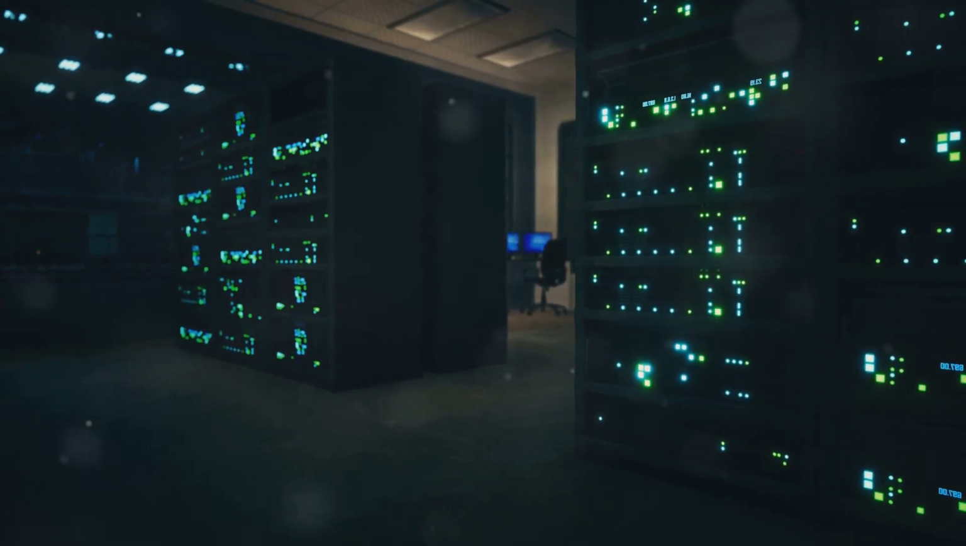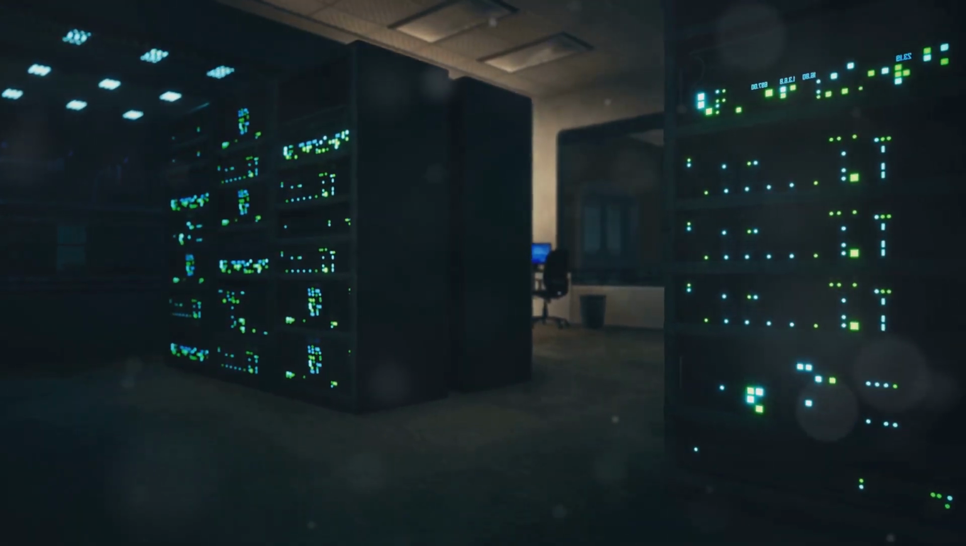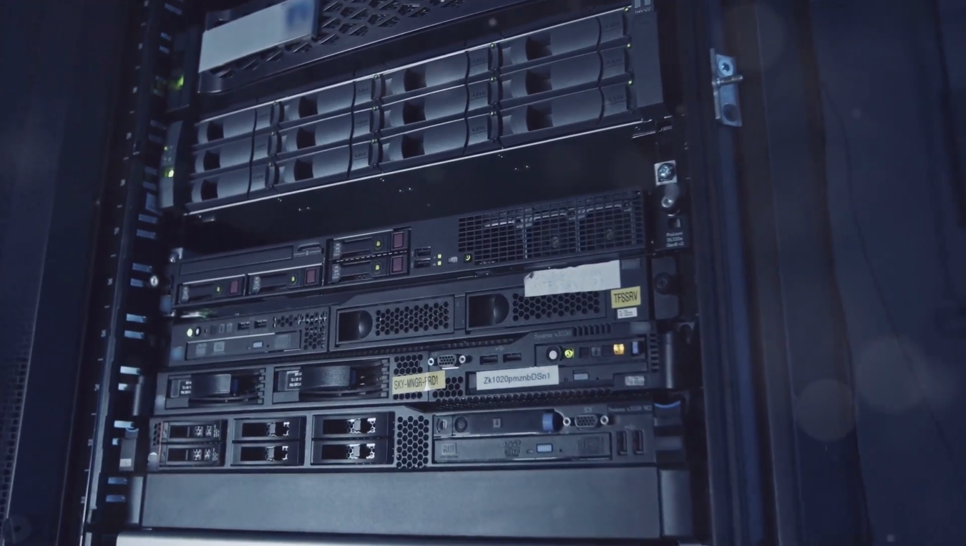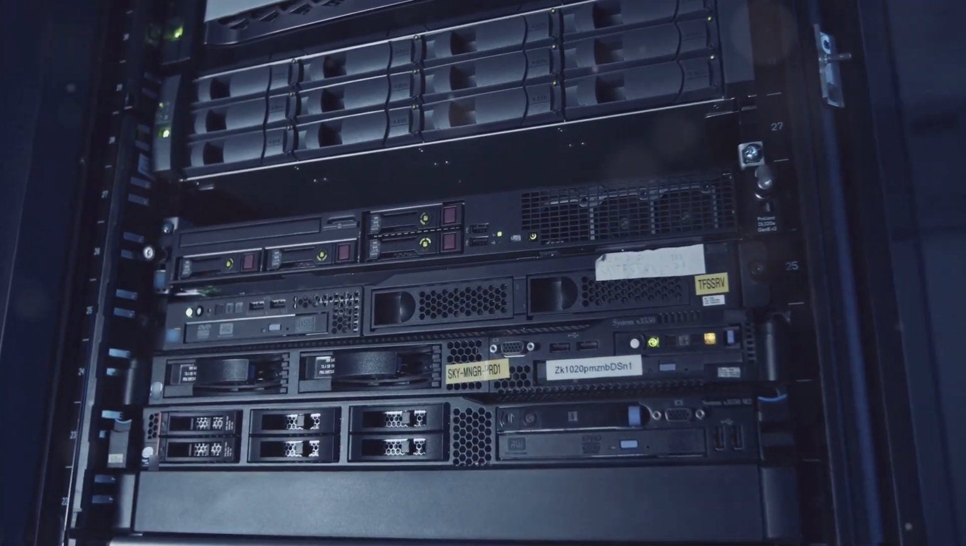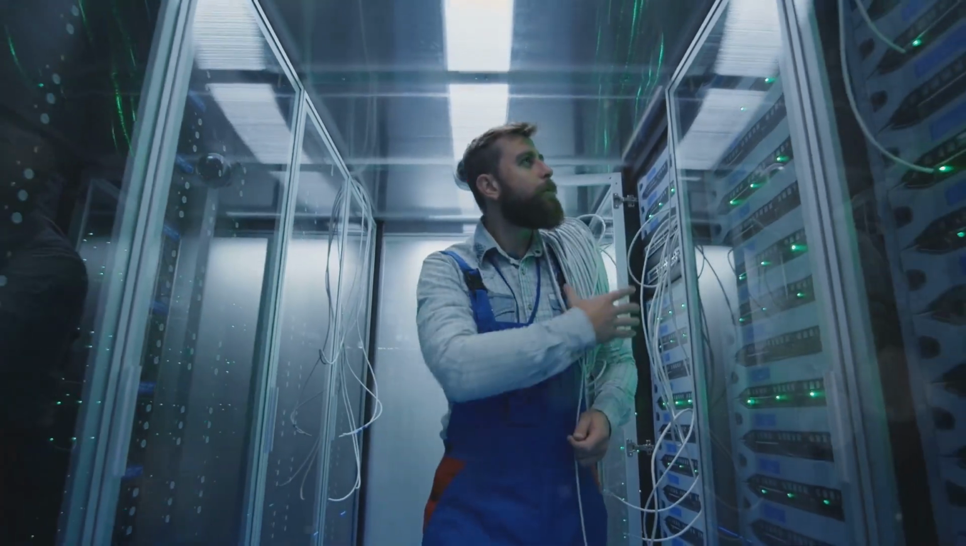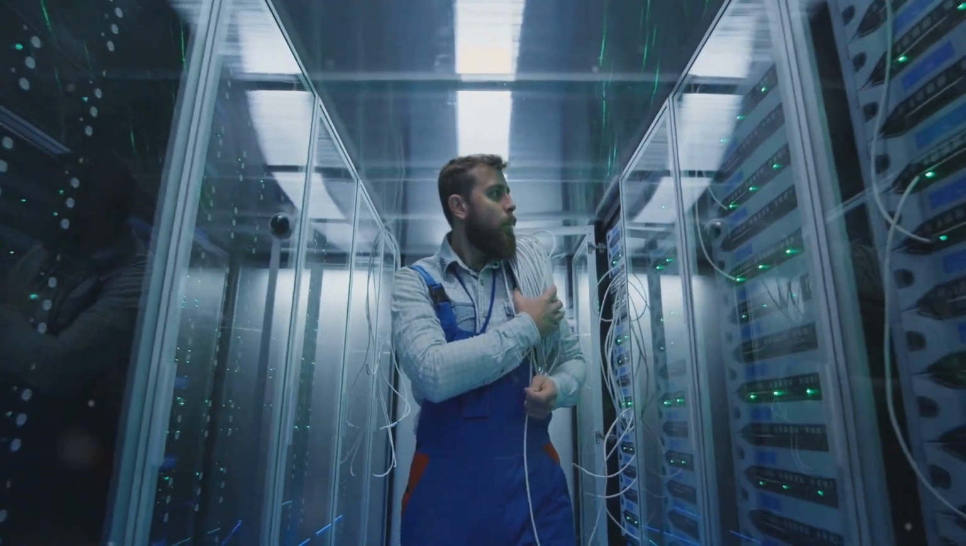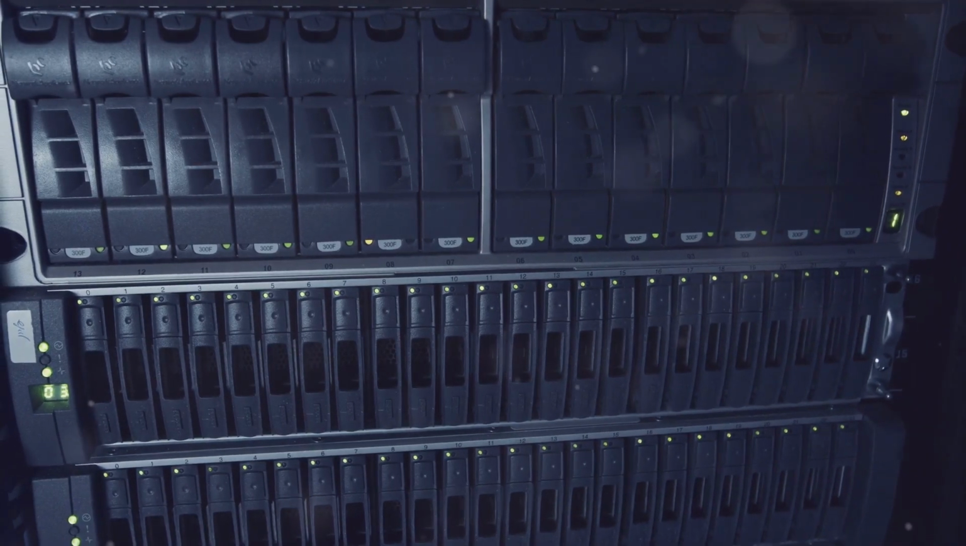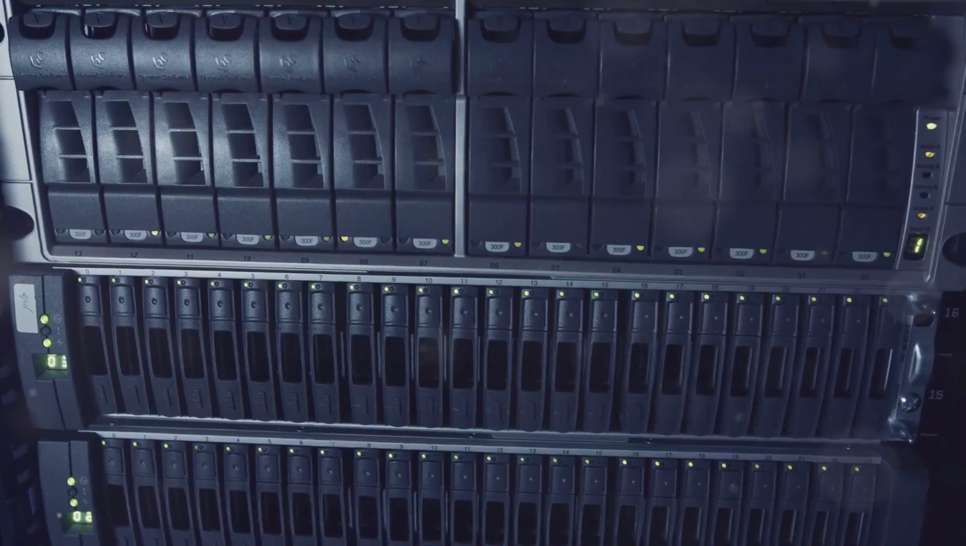A resilient IT infrastructure is built on several key pillars. Redundancy ensures that if one system fails, backups are immediately available. Segmentation limits the impact of a breach by isolating different parts of the network. Regular backups and disaster recovery plans enable swift restoration of data and services.